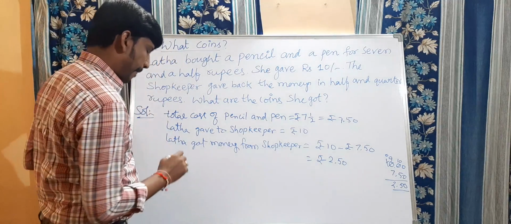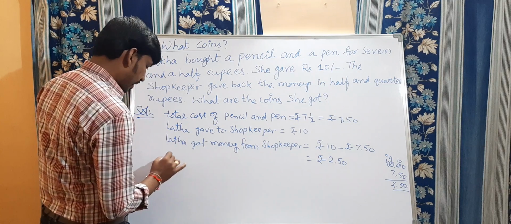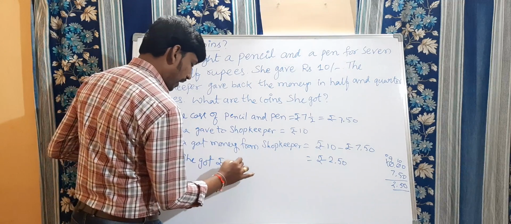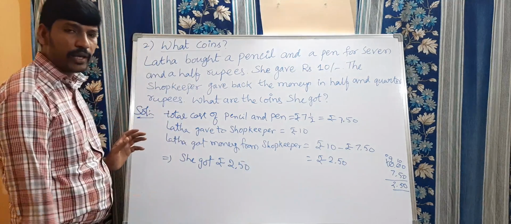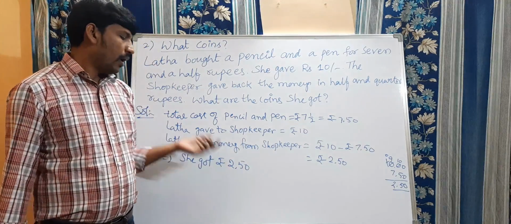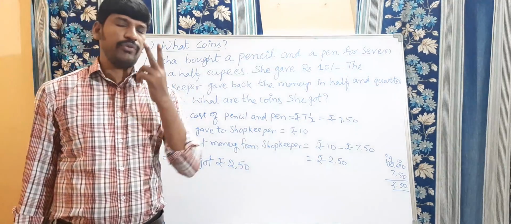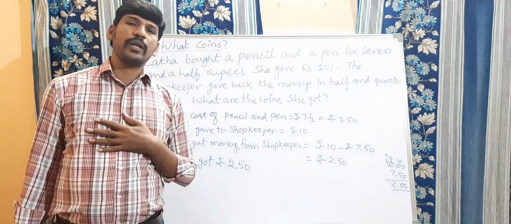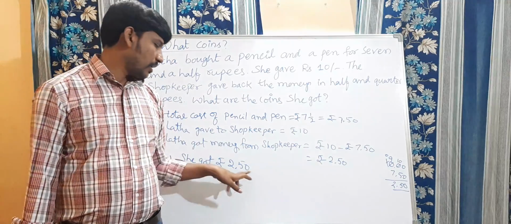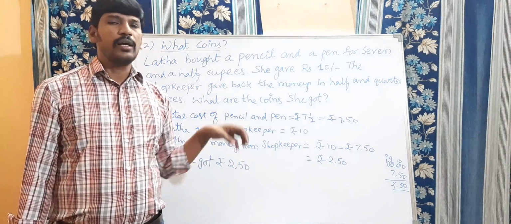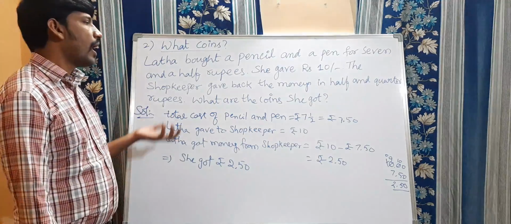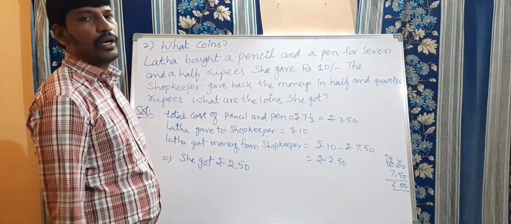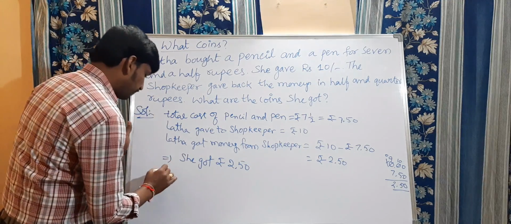See this here. So she got rupees 2.50. In this, how many 50 paise coins are there? In 1 rupee you have two 50 paise coins. In 2 rupees, how many coins are there? 4 fifty paise coins. Here there is already 1 more 50 paise coin, so totally 5 fifty paise coins, or 5 half rupee coins. Otherwise, you can take this 50 paise also in terms of quarters.